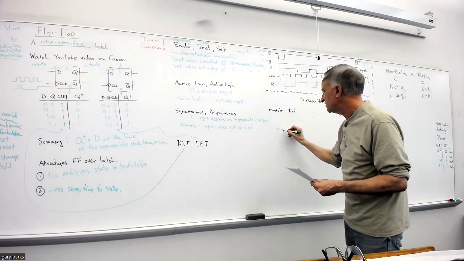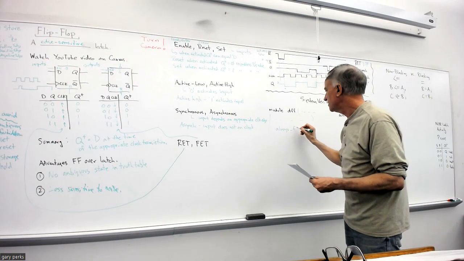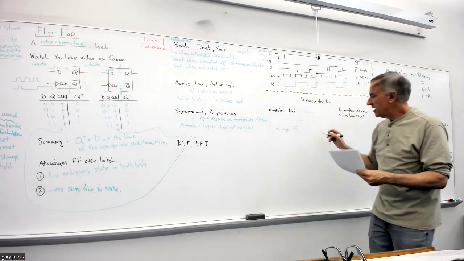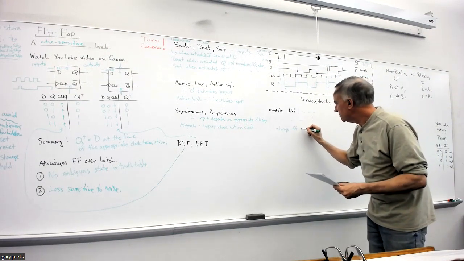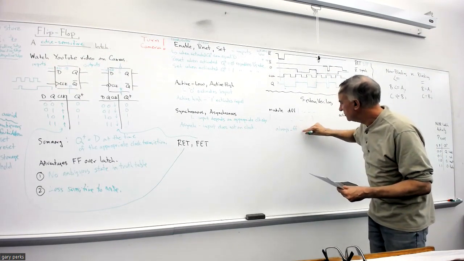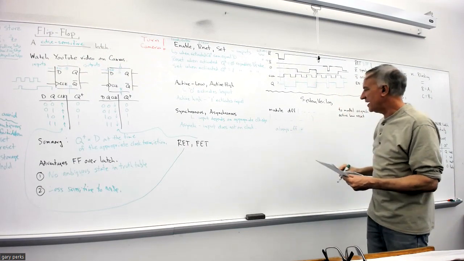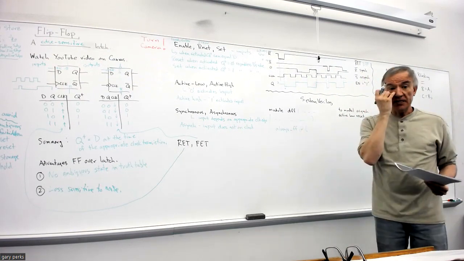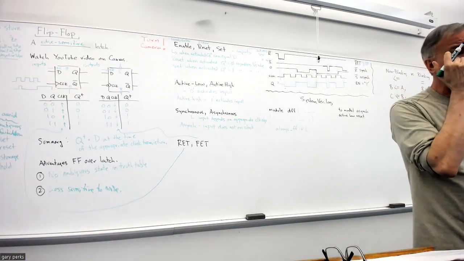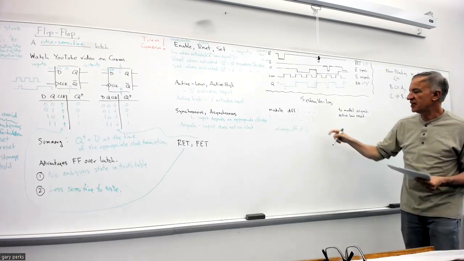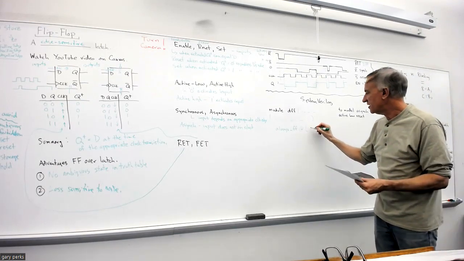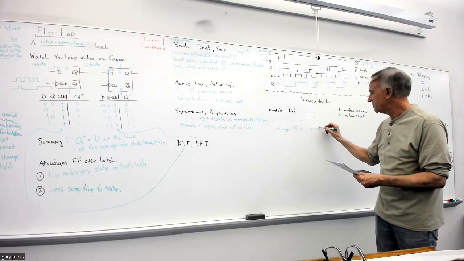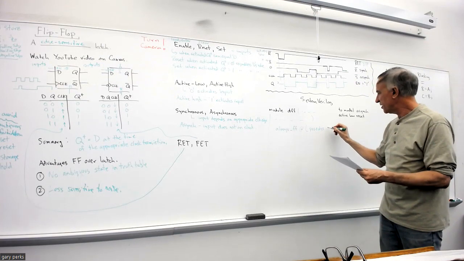Okay, so the always underscore FF, and then it's the @ symbol. Now, this is where you either tell it to be rising edge or falling edge. In the parentheses, if you want to make it rising edge for lab 5, you do posedge, then a space, then CLK.